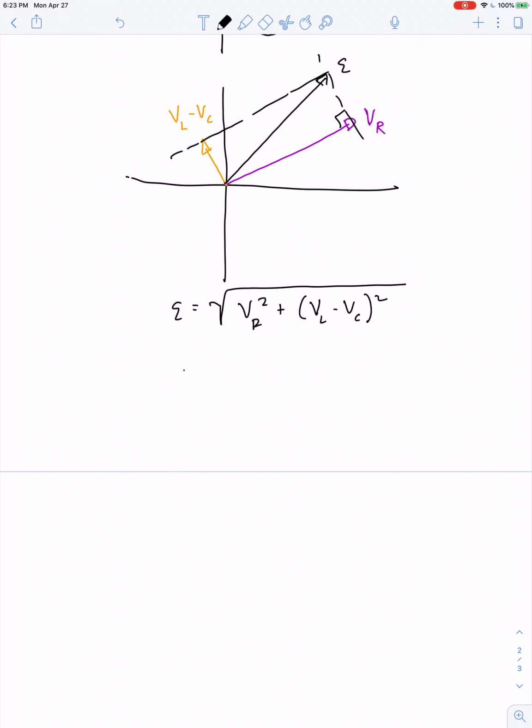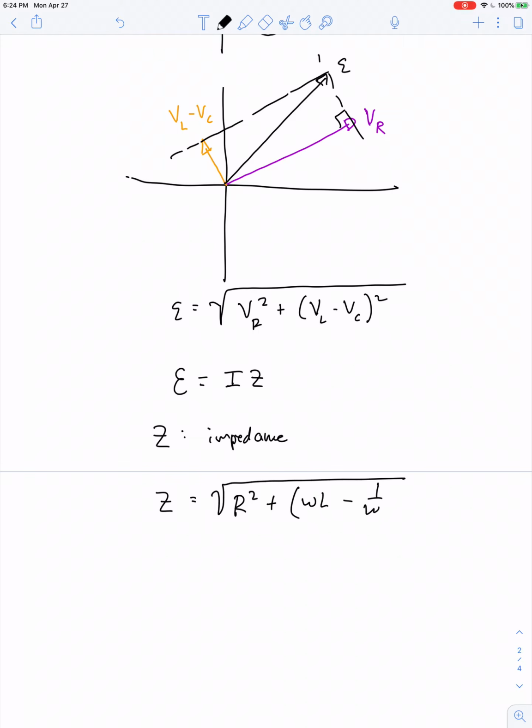And if we make some substitutions, we find that the EMF is just equal to I times Z, where Z represents not resistance, not reactance, but impedance. And impedance is equal to the square root of R squared plus omega L minus 1 over omega C quantity squared.